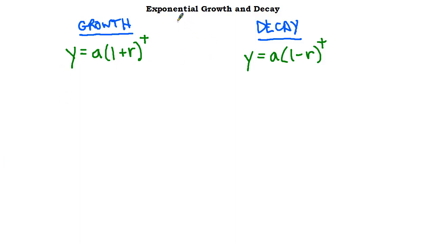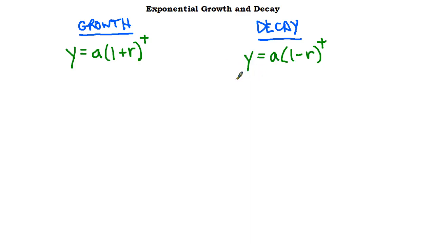All right, we're going to talk about exponential growth and decay. As you can see here, this is a formula that's supposed to represent exponential growth, and this is a formula that's supposed to represent exponential decay. And you can see that the two formulas look very similar.